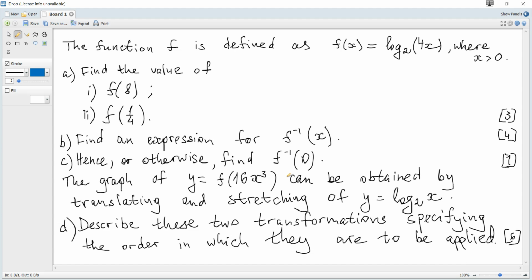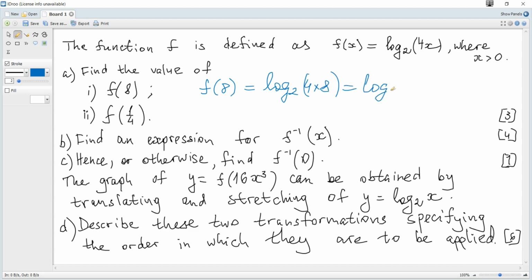The function f is defined as f of x is log to the base 2 of 4x, where x is greater than 0. Question A, find the value of f of 8. How to find f of 8? Just substituting 8 for x into f. So it becomes log to the base 2 of 4 times 8.